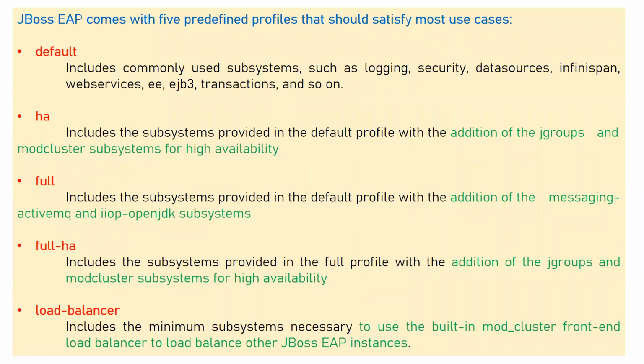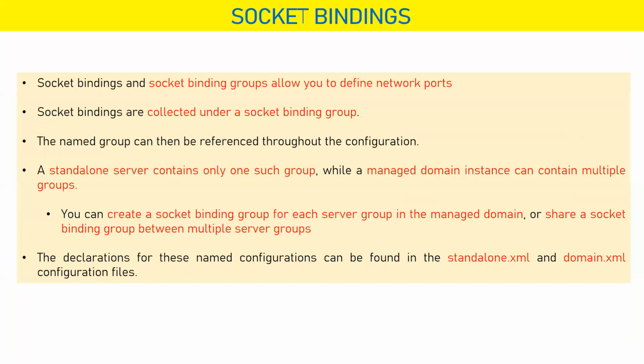Okay, and similarly to standalone mode, you will have different profiles in your JBoss managed domain as well, which are default, HA, full, full HA, and load balancer, and the functionalities of all these profiles are similar to those in standalone mode. For default and then HA, you have functionalities for JGroups and mod_cluster. When you go to full, you add the messaging service as well. When you go for full HA, it will enable all of the functionalities. And when you go for the load balancer, it will enable mod_cluster for a front end load balancer like the web server. The functionalities of each and every profile are the same as we discussed in standalone mode.